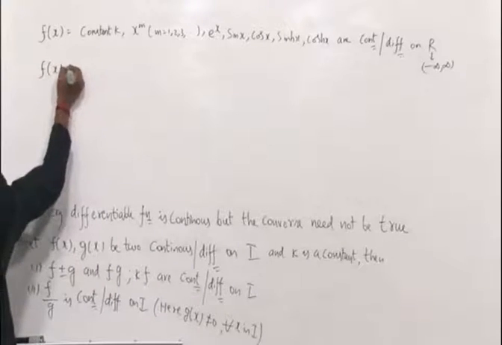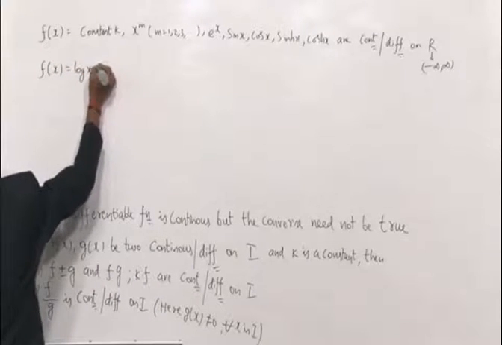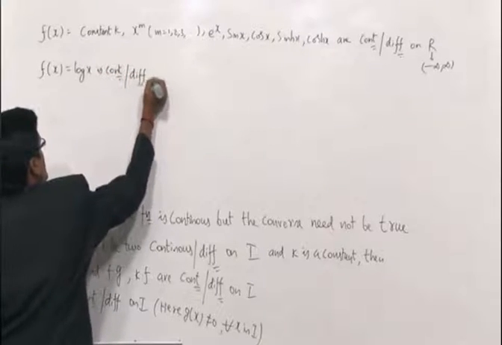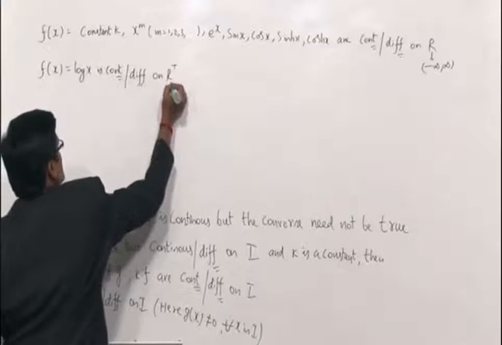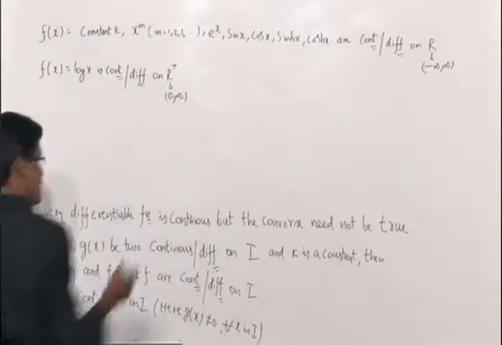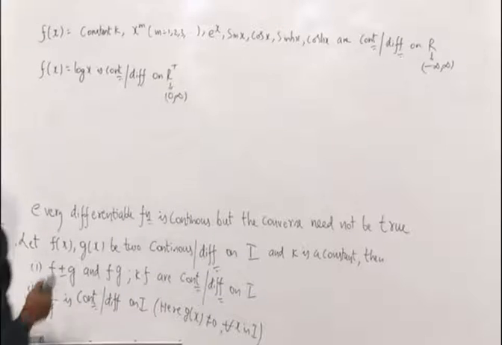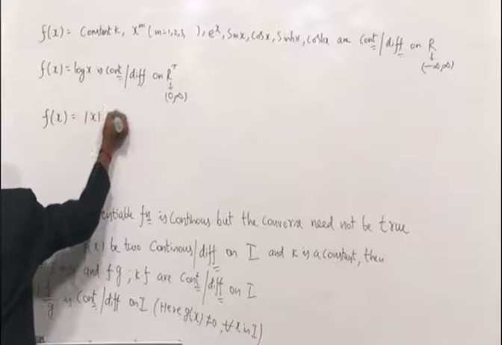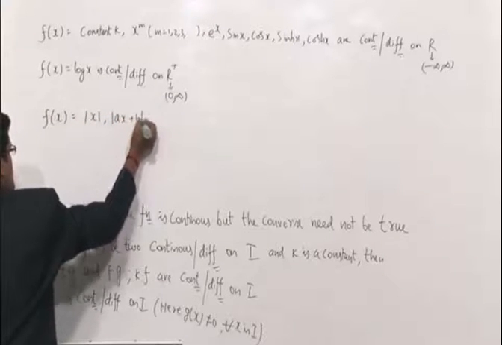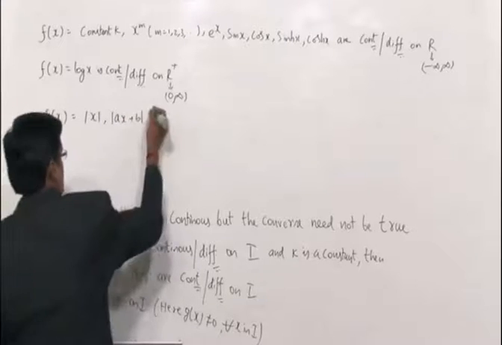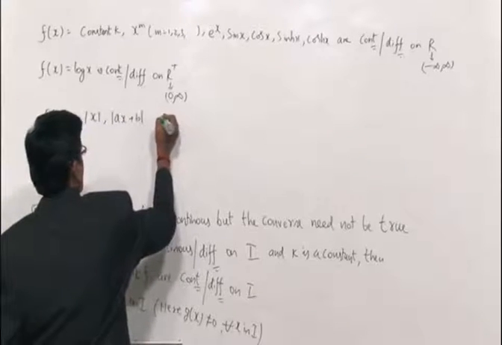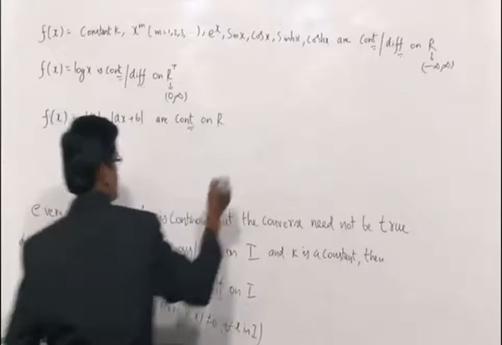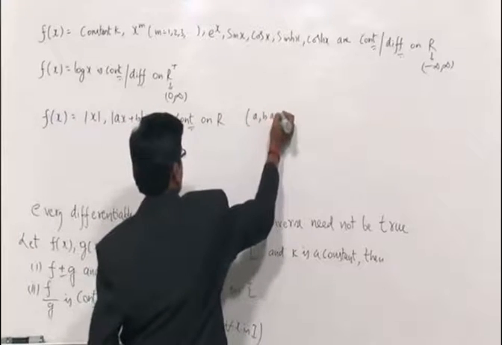F of x is equal to log x is continuous slash differentiable on R plus, that is, logarithms are defined for positive numbers only, 0 comma infinity. And the very, very important one, many times this is asked: f of x is equal to mod x or mod of ax plus b, where a, b are constants, is continuous on real numbers.